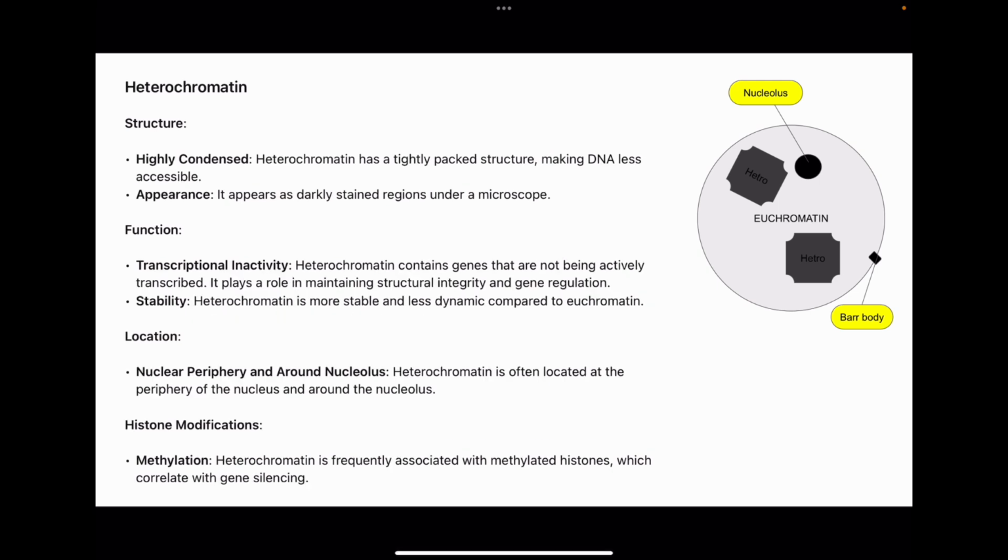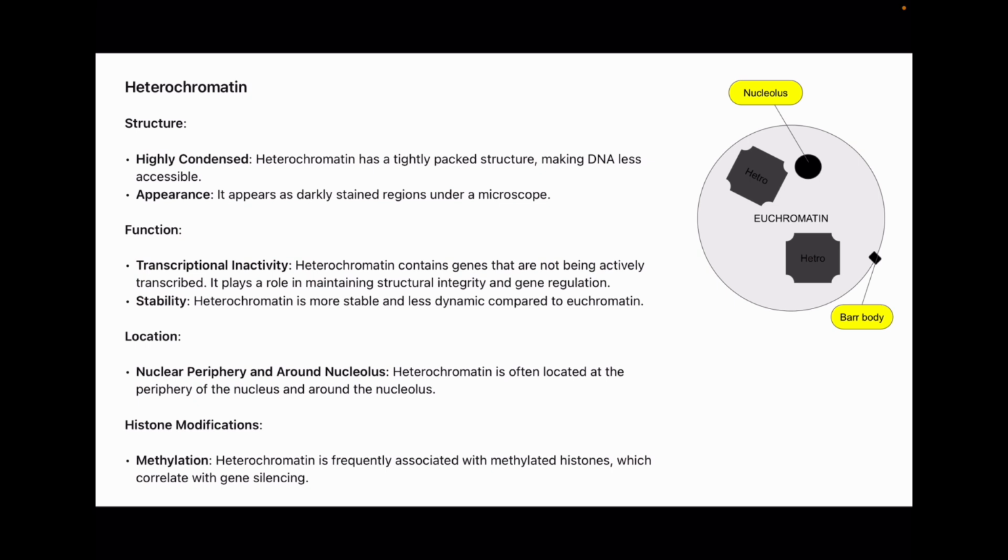Moving on, what is heterochromatin? Now, as you can see in the diagram, heterochromatin is slightly darker. It's a highly condensed structure. It has a very tightly packed structure. It makes DNA less accessible. It appears darkly stained under the microscope. The function: this area, heterochromatin, is transcriptionally inactive. Heterochromatin contains genes that are not being actively transcribed. It plays a role in maintaining structural integrity and gene regulation. Heterochromatin is more stable and less dynamic compared to euchromatin.